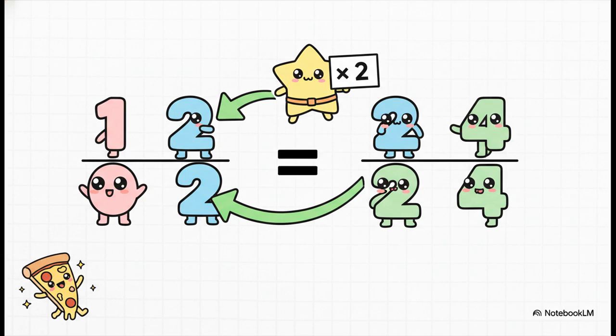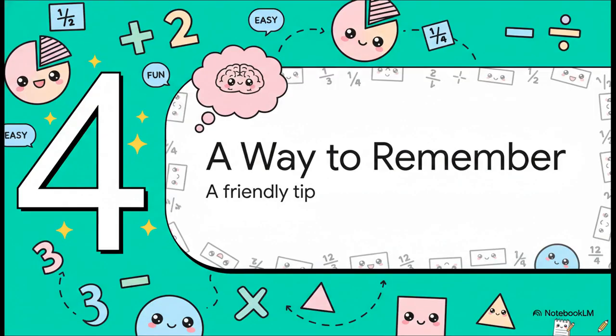Let's take our golden rule and connect it right back to our pizza. We started with 1/2. Now, if we multiply both the top number and the bottom number by 2, let's see, 1 times 2 is 2, and 2 times 2 is 4. And just like that, we get 2/4. It's the same equivalent fraction we found with our pizza. It works!